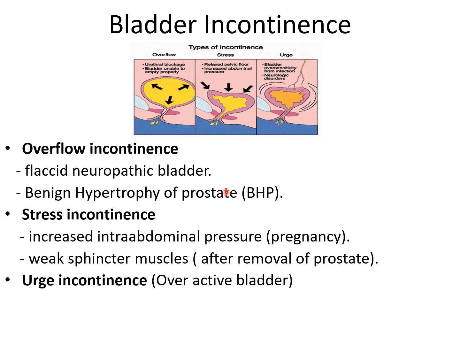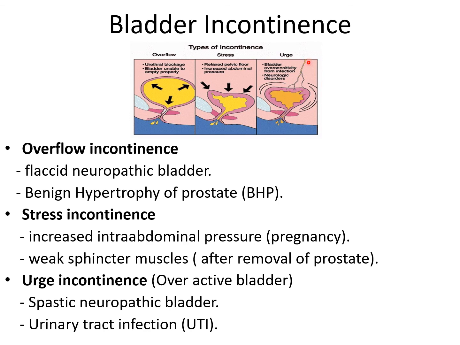Third is urge incontinence. Here there is little time; when you feel fullness of the bladder, you cannot hold it further, so there is an immediate huge rise of detrusor pressure. This occurs in spastic neuropathic bladder, which is called overactive bladder, and also in conditions like urinary tract infection. With UTI, sensitivity becomes greater and it gives rise to urge incontinence. So these are three different types of incontinence: overflow incontinence, stress incontinence, and urge incontinence.